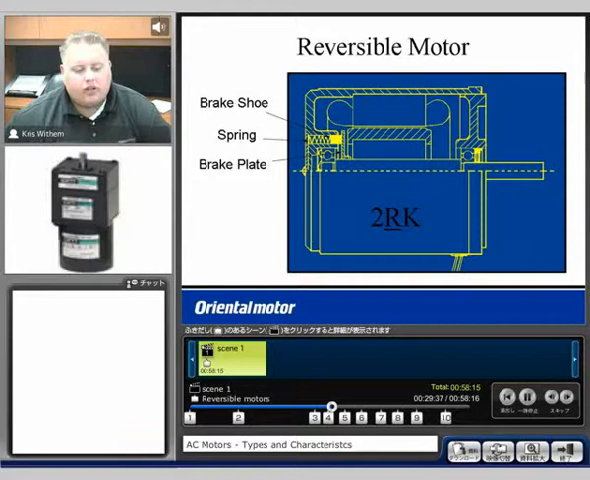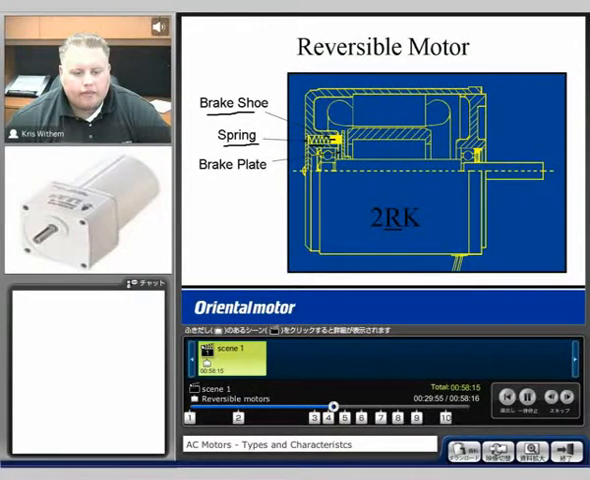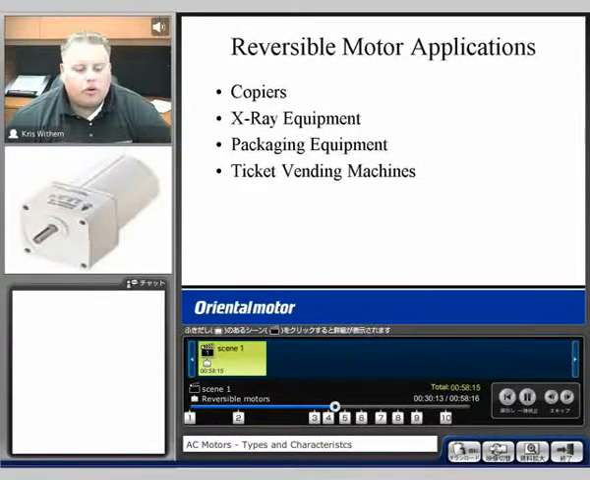And because of that, we have the difference in adding the brake plate and brake shoes on the back of the motor. So if this is our motor, we look at the cutaway here. We have our brake shoe listed here coming in. The spring, which is right behind the actual brake shoe. And then we have the brake plate in here. When the power is removed from the motor, the friction on the brake plate brings the motor to a stop with that added friction, and that's how we achieve the 5 to 6 revolutions of overrun. Reversible motors are ideal for copiers, x-ray equipment, packaging equipment, or ticket vending machines, that type of thing.